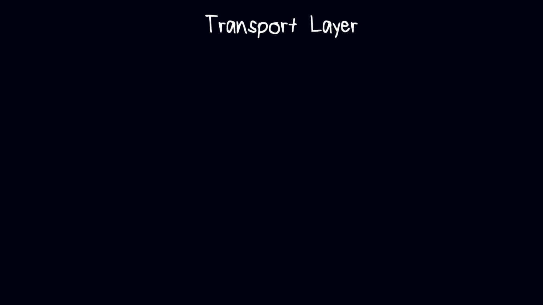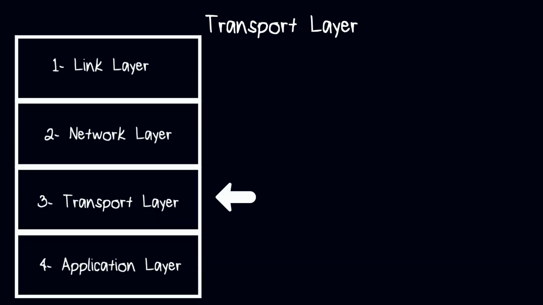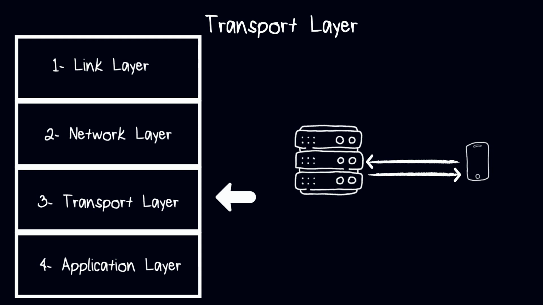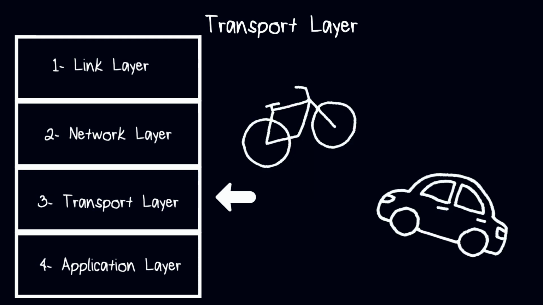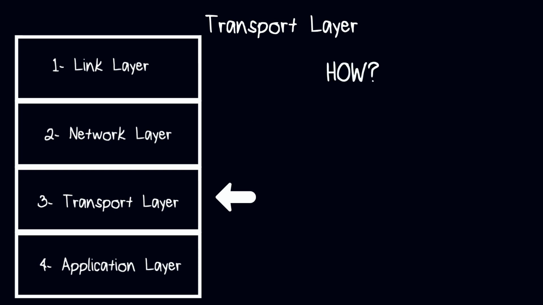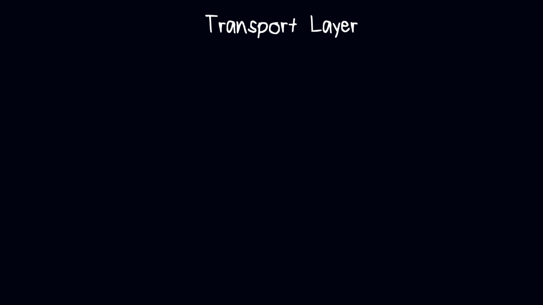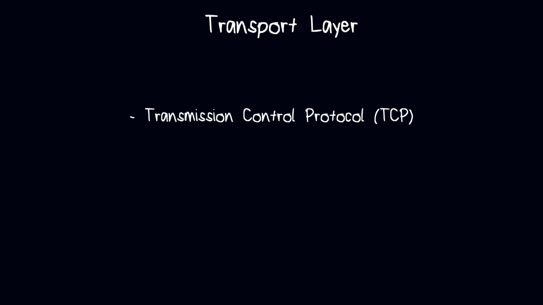The transport layer is a layer in the TCP/IP networking model that provides communication services between two network endpoints. It manages the means of transportation of data. In other words, it decides how data is transported. Should we prioritize speed or reliability? The transport layer has two main protocols, TCP and UDP.